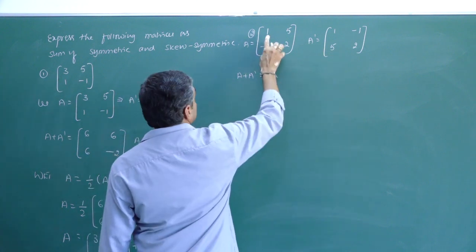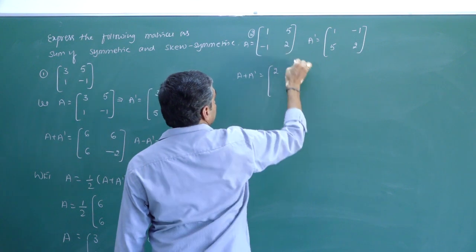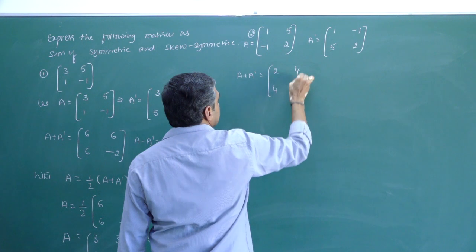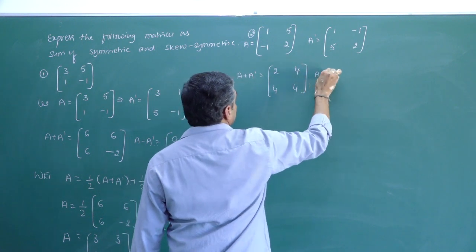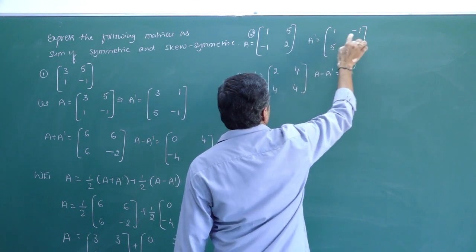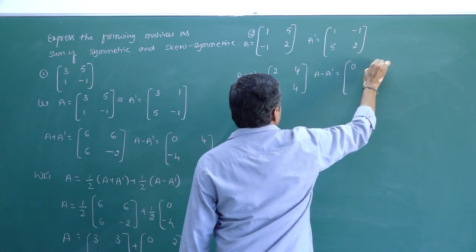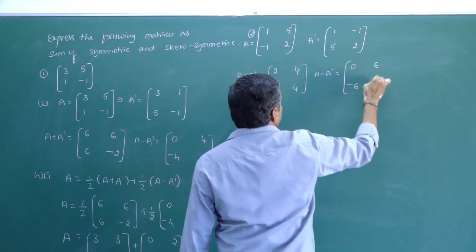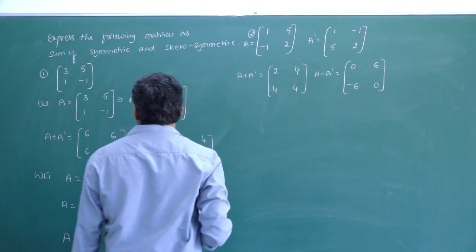Adding these two matrices, 1 plus 1, 2, 5 minus 1, 4, minus 1 plus 5, 4, 2 plus 2, 4. Similarly, determine A minus A dash here. Yes, 1 minus 1, 0. See, 5 minus 7, minus 1 plus 6. Minus 1 minus 5, minus 6. 2 minus 2 becomes 0.